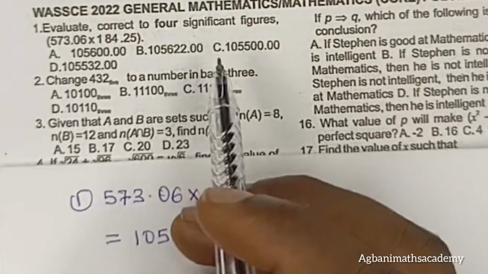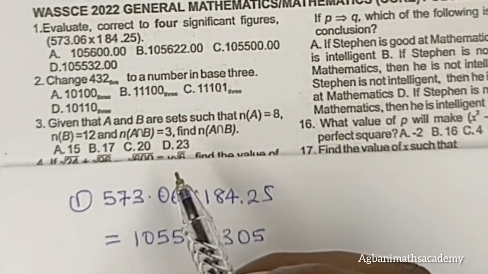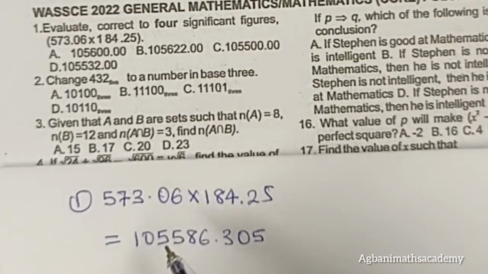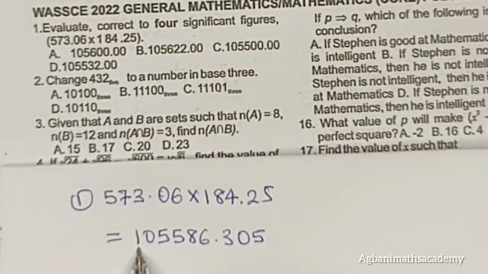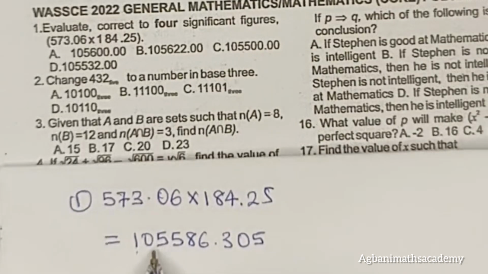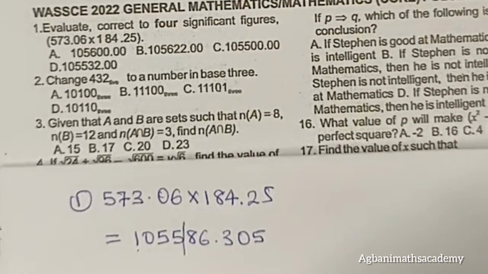The reason is we're expected to give our answer to four significant figures. What are significant figures? Significant figures are non-zero digits. But 0 can be a significant figure if it is between non-zero numbers. Okay, so in this particular situation, we need to write our answer to four significant figures. So this is the first significant figure, 1, 2, 3, 4.